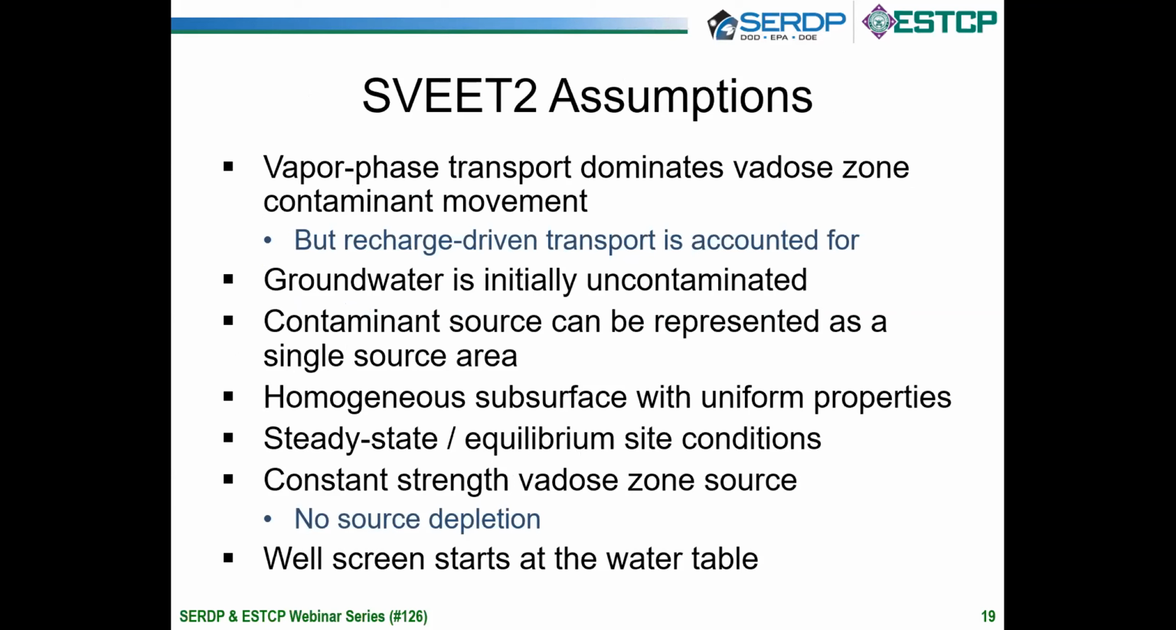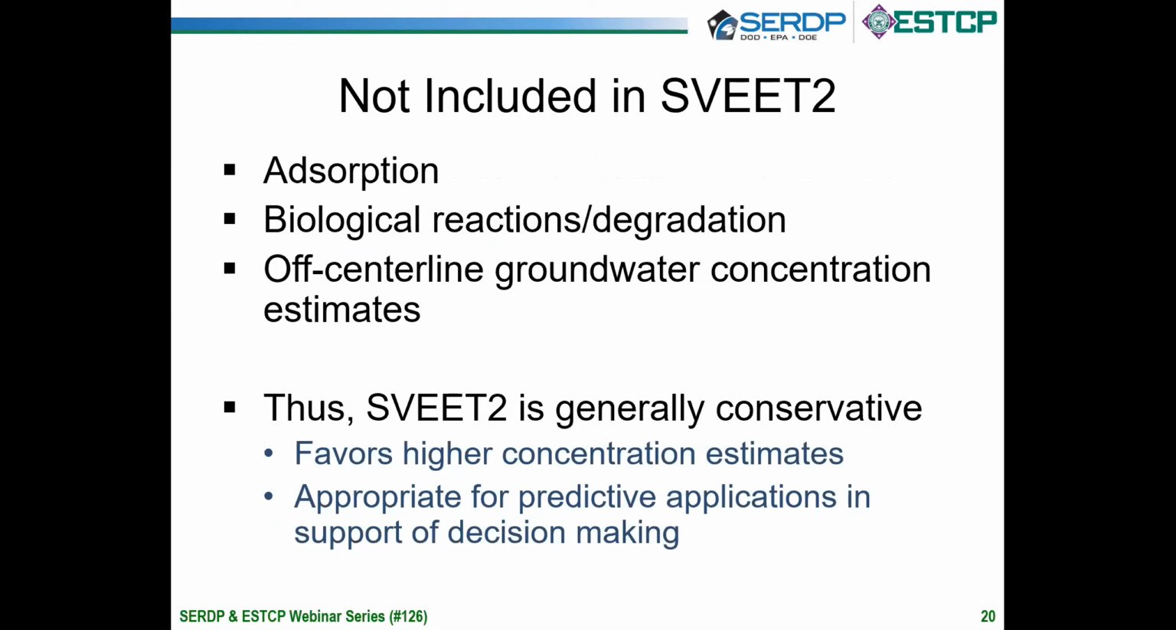Because we did these pre-modeled scenarios, we had a number of assumptions that applied here, starting with that we assume the vapor phase transport is the dominant transport mechanism for contaminant movement. We do include recharge processes, but it's really assuming the vapor phase dominates. Groundwater is assumed to be initially uncontaminated. We assume that the contaminant source can be represented as a single source area. The subsurface is homogeneous with uniform properties. We're at steady state, with a constant strength vadose source with no source depletion. And for the monitoring well locations, we assume the well screen starts at the water table.